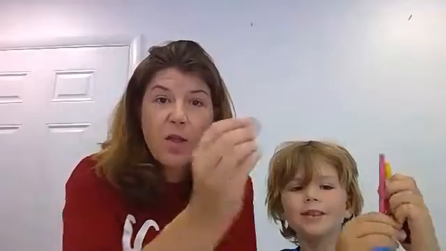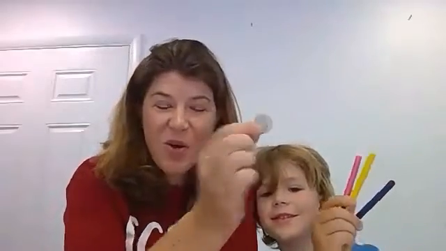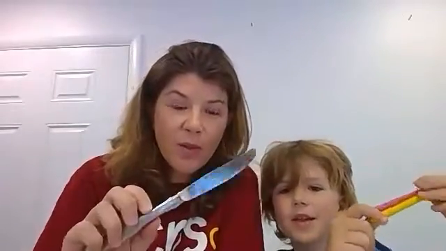Okay, so now we're moving on to step two. Step two is we are going to take one of our tools. We're going to use the popsicle stick, the coin, or the dull butter knife to scrape these crayons. And what are we going to do? Scrape the crayons. We're going to try to break them into really, really small grains, into fragments.